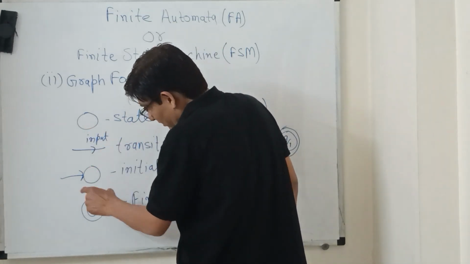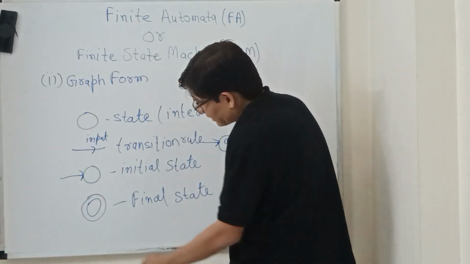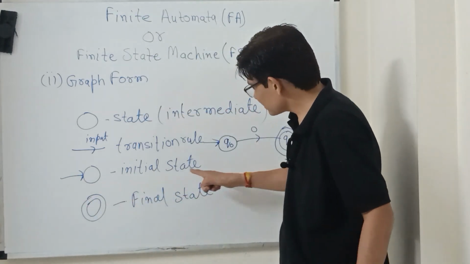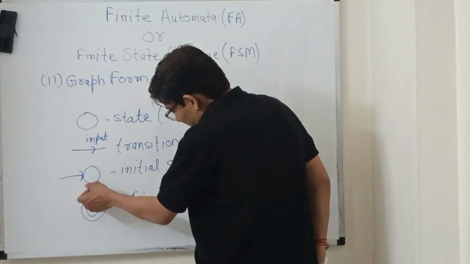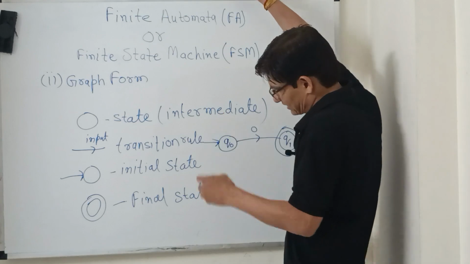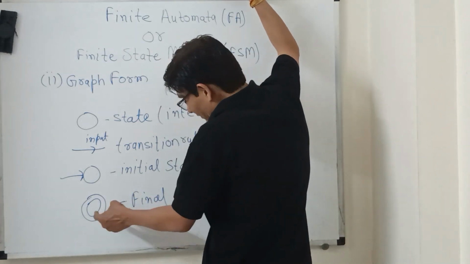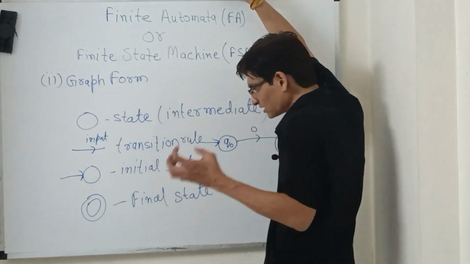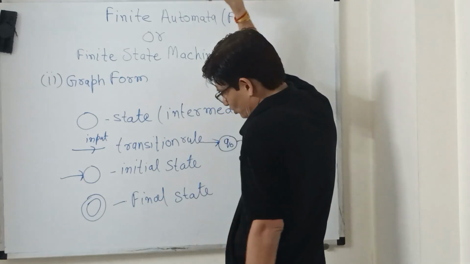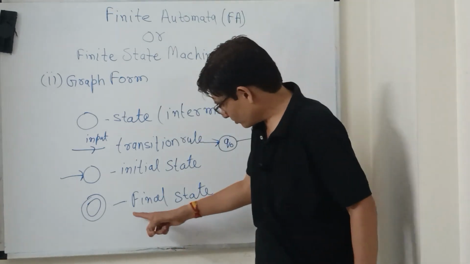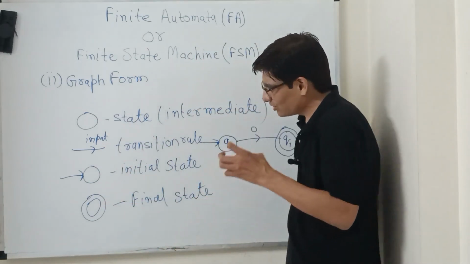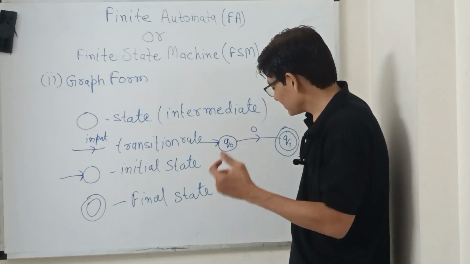Now, to represent the initial state, we use a circle as we use for an intermediate state. Along with the circle, we use one arrow pointing inside the circle. So this is how you can represent the initial state of the machine. And then one more kind of state is there, the final state. To represent a final state, we use a double circle. So like this, you can represent any final state of the machine. So this is how these different symbols are used to represent different things of the machine.